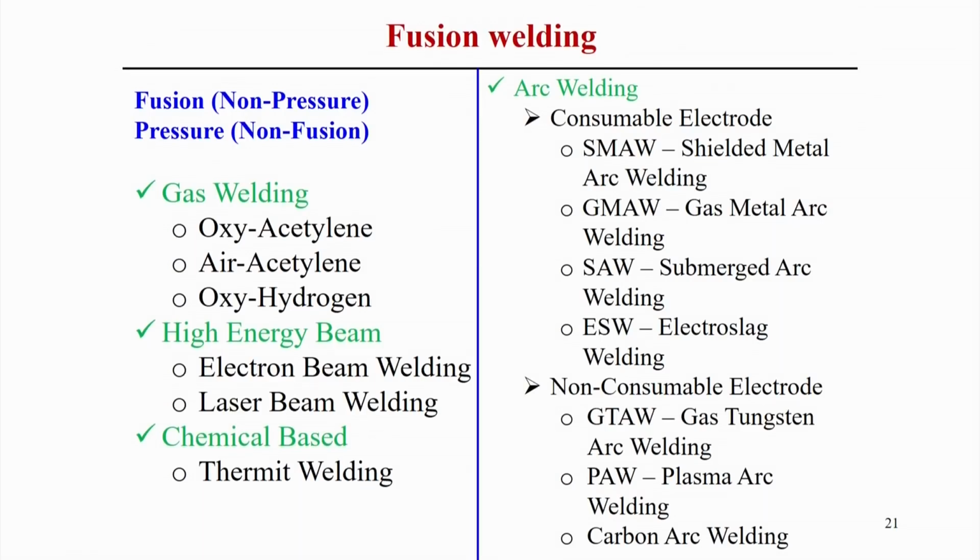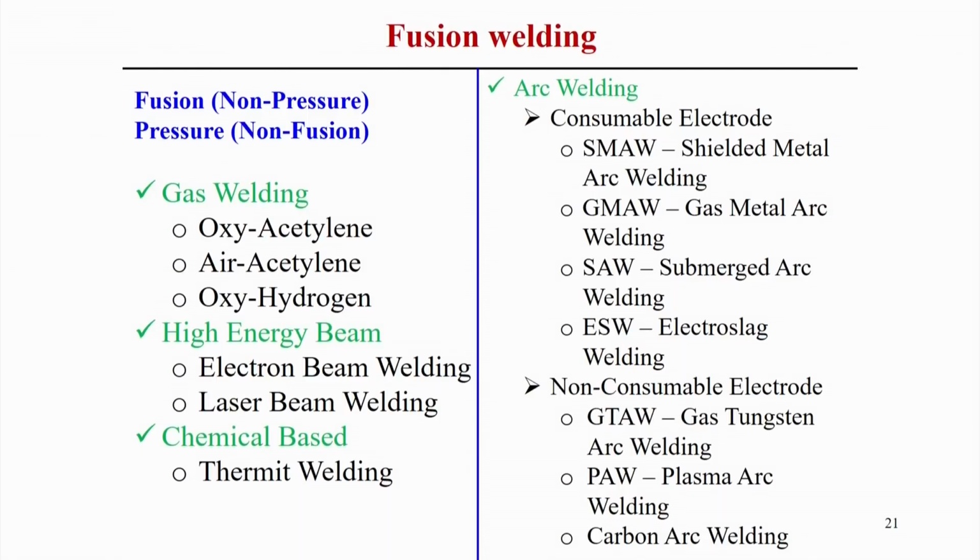Arc welding processes are categorized in the following way: using a consumable electrode or using a non-consumable electrode. With a consumable electrode, the electrode is consumed during the welding process and becomes the final part of the weld joint. Consumable electrode processes include shielded metal arc welding, SMAW, which is mostly used, GMAW, gas metal arc welding, submerged arc welding, and electroslag welding. These are the most general consumable electrode arc welding processes.